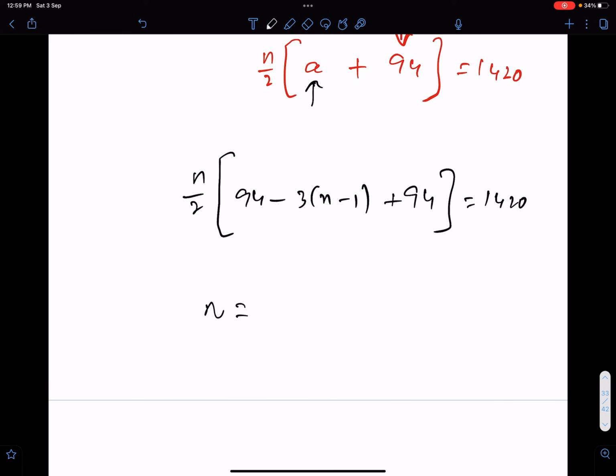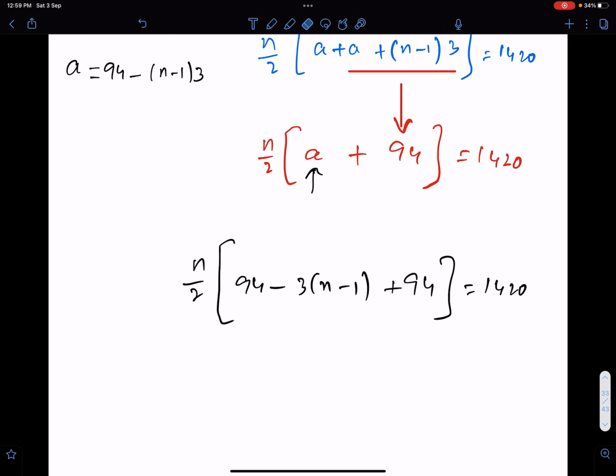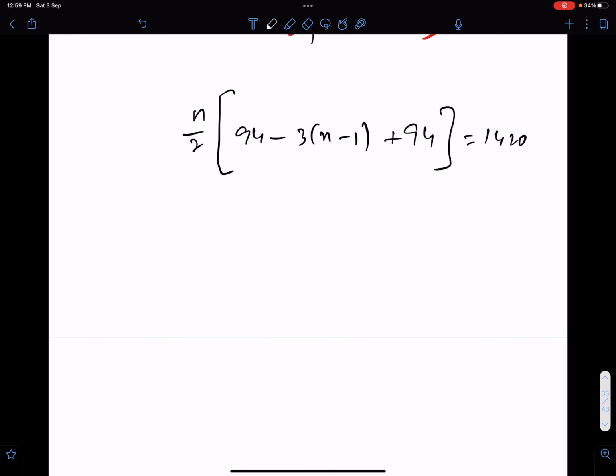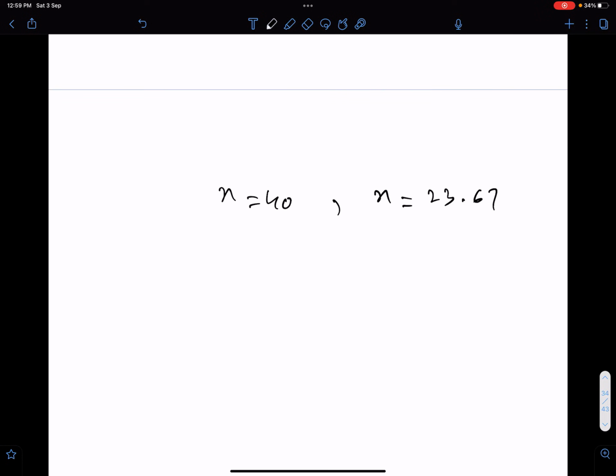So n is 40. By the way, when you simplify this equation, you will get 3n squared minus 191n plus 2840. And when you solve this equation with the help of the quadratic formula, you will get two values of n. Since n is an integer, you have to take this value of n. And this is what we had to find.